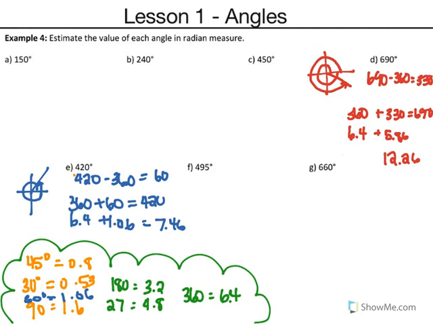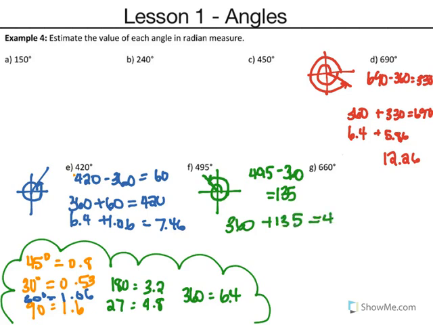For 495, we have our circle. You would go 360. 495 minus 360 is 135. So we'd go another 135, which is a 45-degree angle. So that would be 495 degrees. So if you take 360 plus 135, you would get 495. 360 is 6.4. 135 is 2.4. So this would be 10.8 or 8.8.